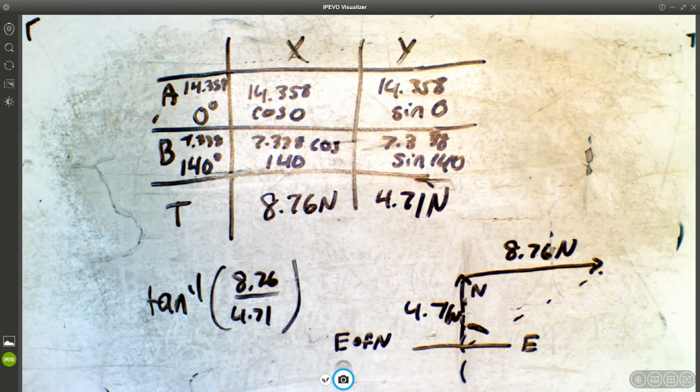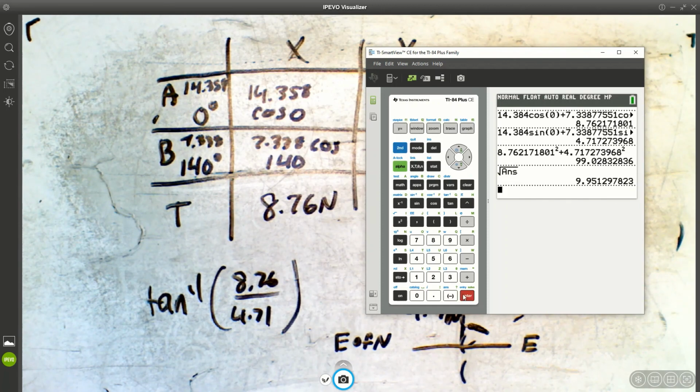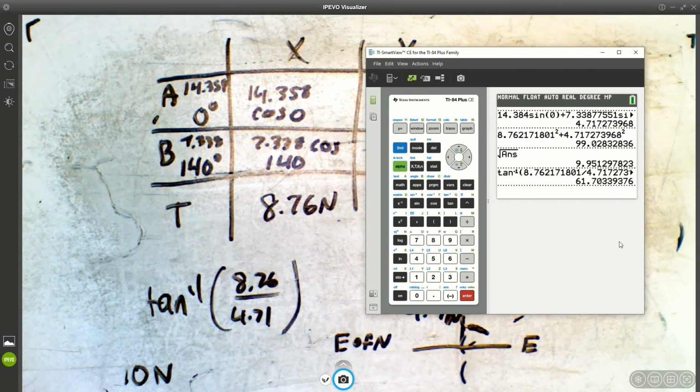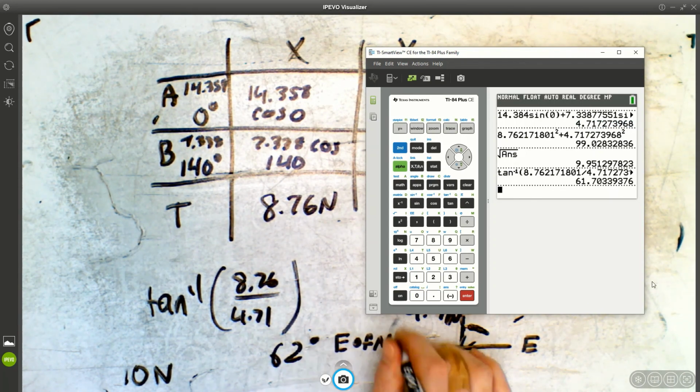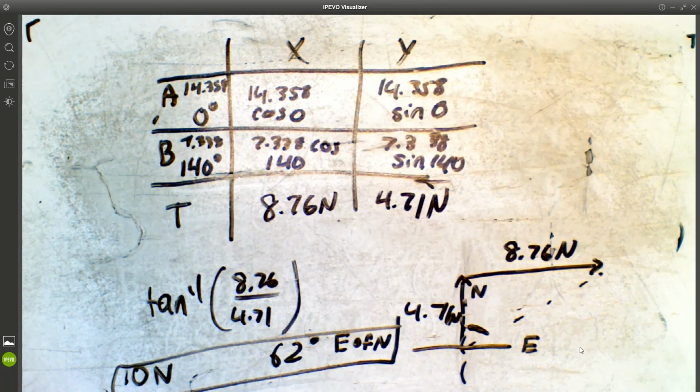So let's finish this off in our calculator. We're going to take this squared plus this squared, square root it, and that's our magnitude. So our magnitude is, we have 2 sig digs, so 10 newtons would be 2 sig digs. And then we're going to tan -1 opposite over adjacent. And we get 62 degrees east of north. And then that's our final answer. That'd be the net force acting on it. There we go.